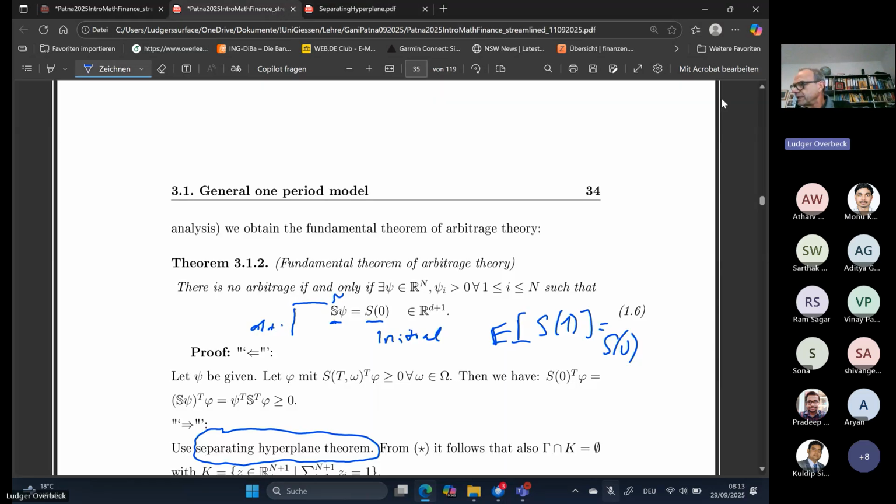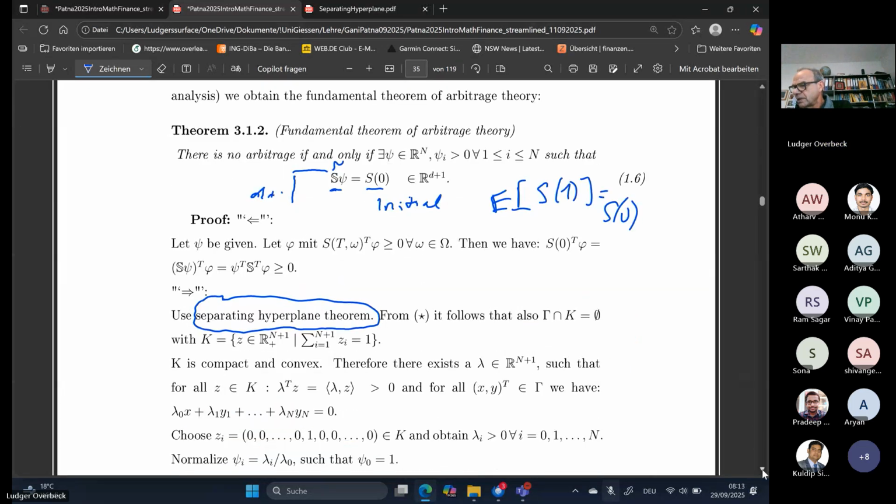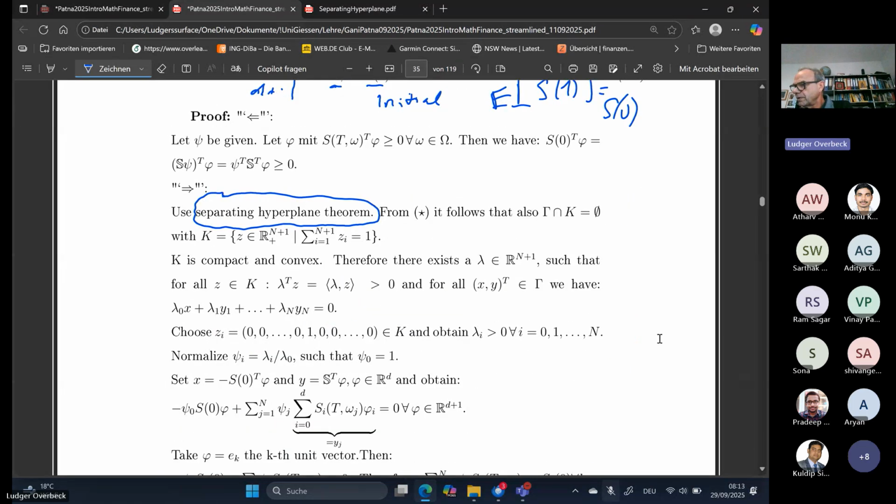So we translate the property of absence of arbitrage into this one. We are now drawing the picture, where K consists of strictly positive vectors with the property that they add up to 1. That's where we finally want to find the psi. And if this is empty, we are in this picture.